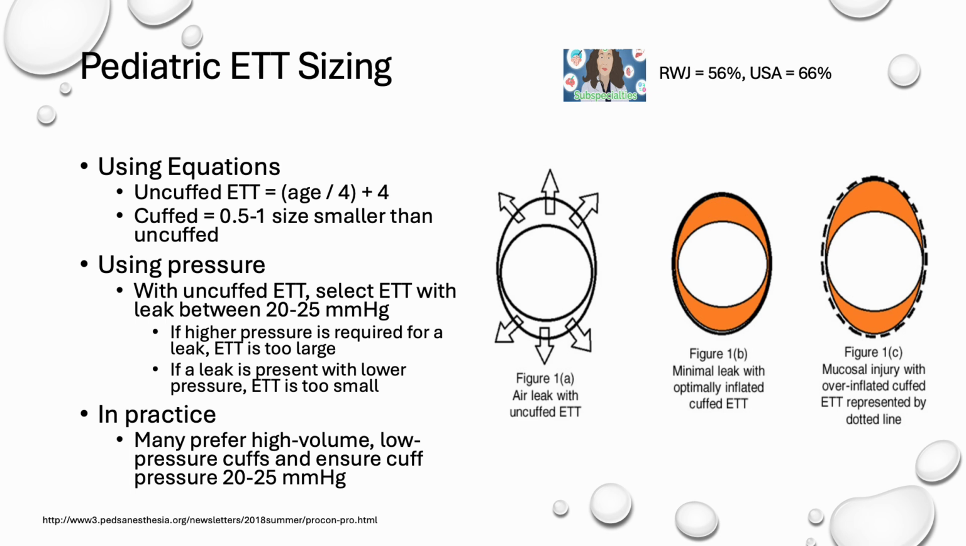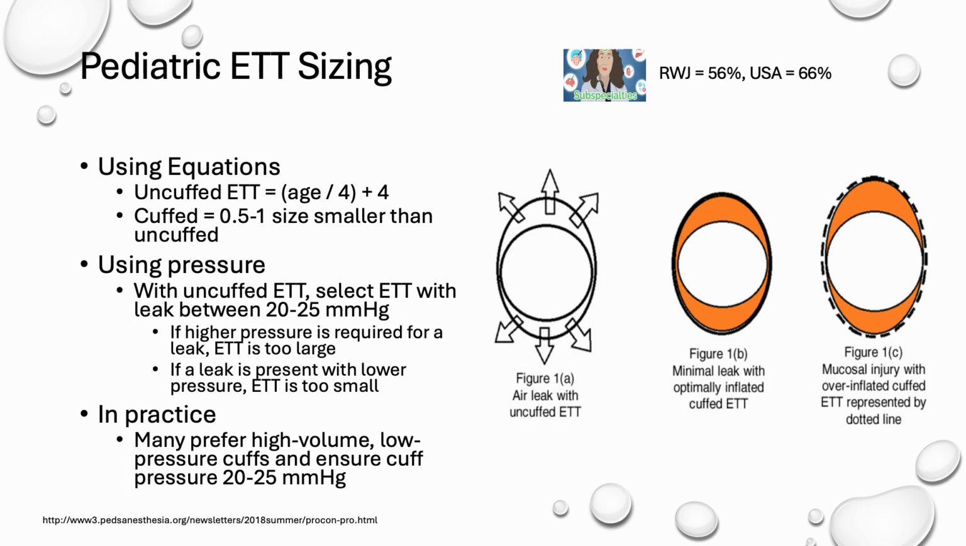plus 4. If using a cuffed endotracheal tube, you can use the same equation, although you should take the result and reduce the size of the tube that you get from this by 0.5 to 1 full size smaller. If using leak pressure, an endotracheal tube is inserted and pressure using the APL valve is increased until a leak is noted around the tube. The goal is to elicit a leak somewhere between about 20 to 25 millimeters of mercury.